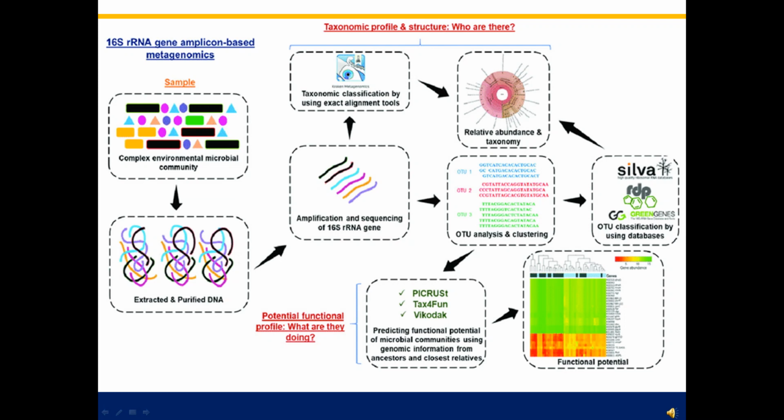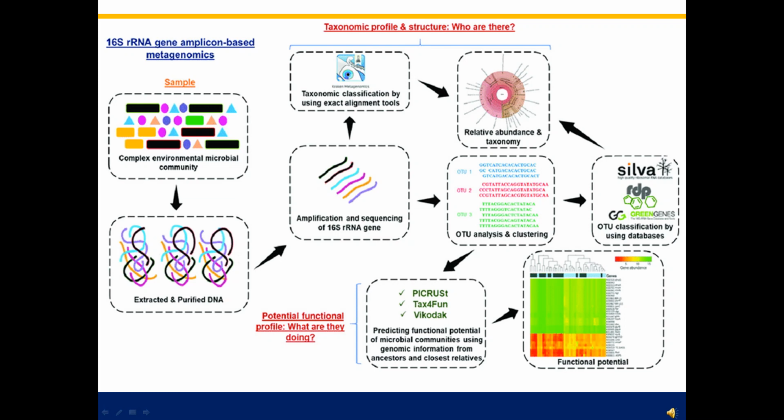Once we get the sequencing reads, those reads will be further processed with pre-processing steps like filtering out poor quality regions and removing the chimera regions. Once that has been done, we will get OTUs. The reads will be considered as OTUs. We are going to cluster those OTUs and analyze them. That's called OTU analysis and clustering.